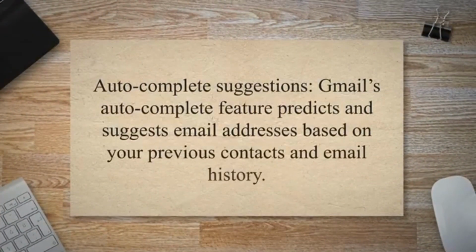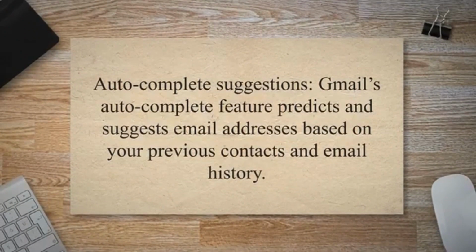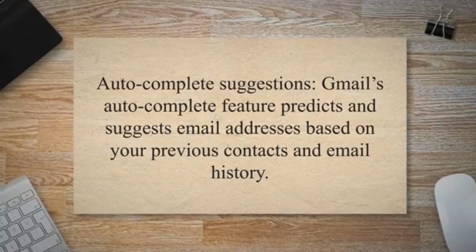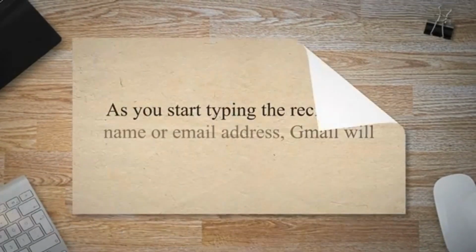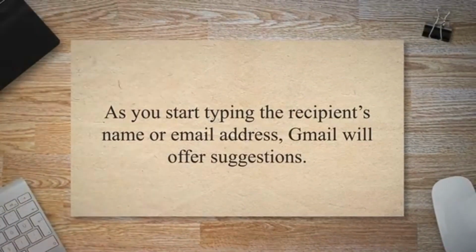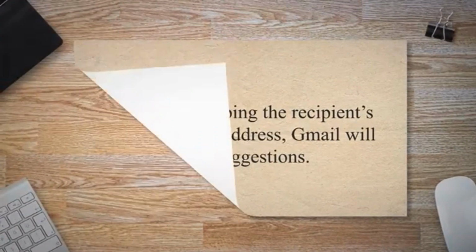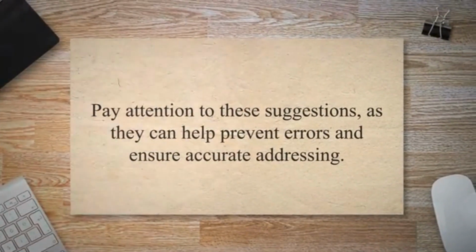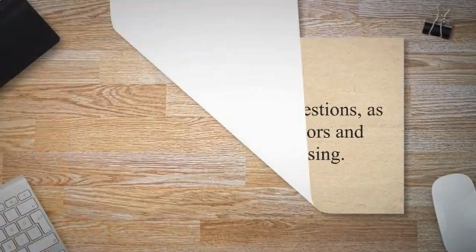Autocomplete suggestions. Gmail's autocomplete feature predicts and suggests email addresses based on your previous contacts and email history. As you start typing the recipient's name or email address, Gmail will offer suggestions. Pay attention to these suggestions, as they can help prevent errors and ensure accurate addressing.